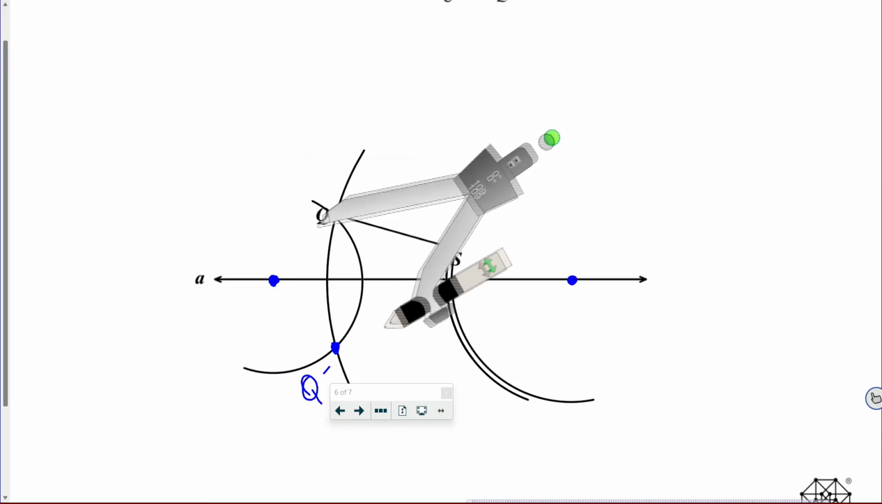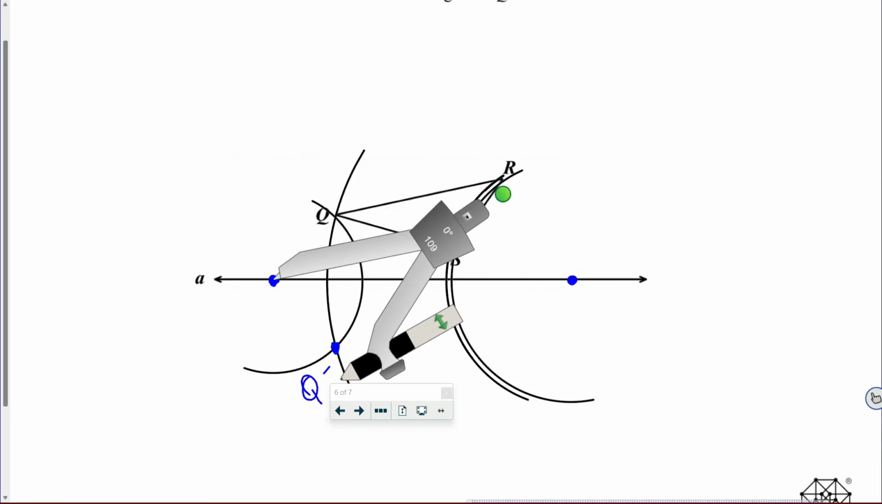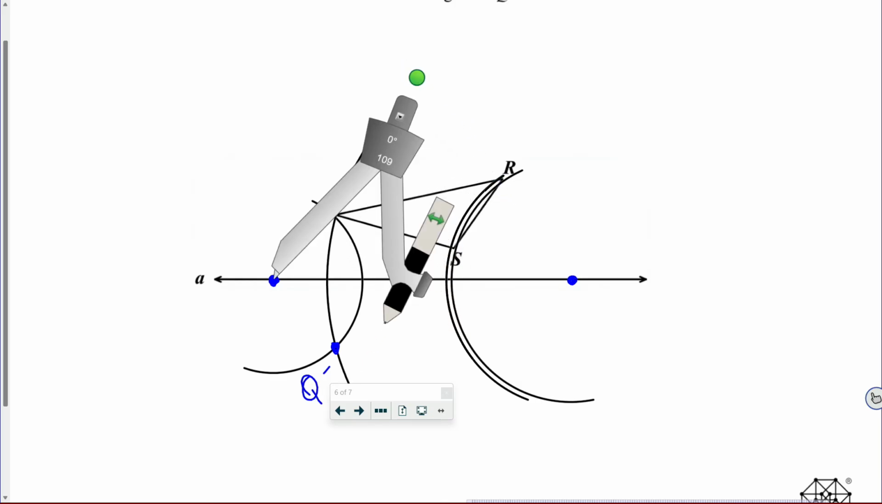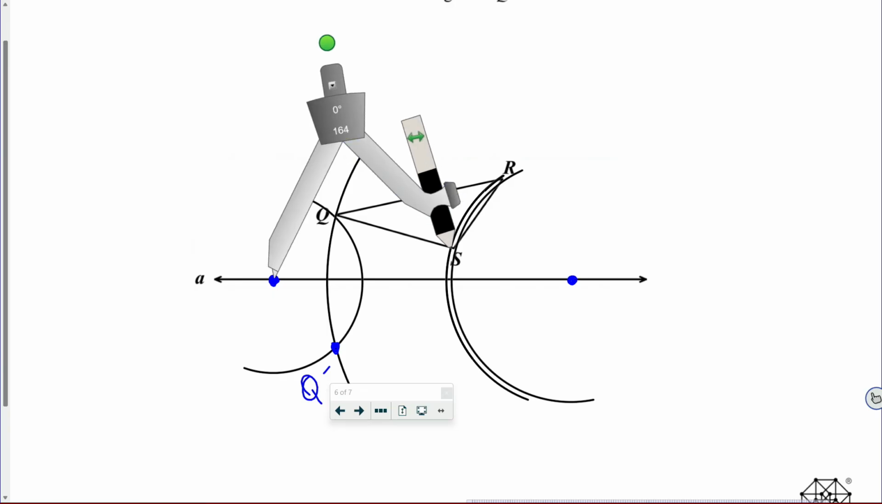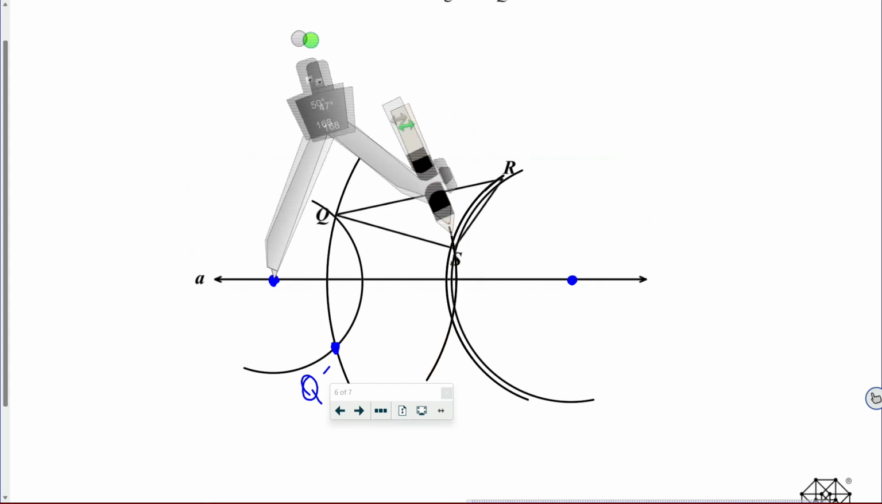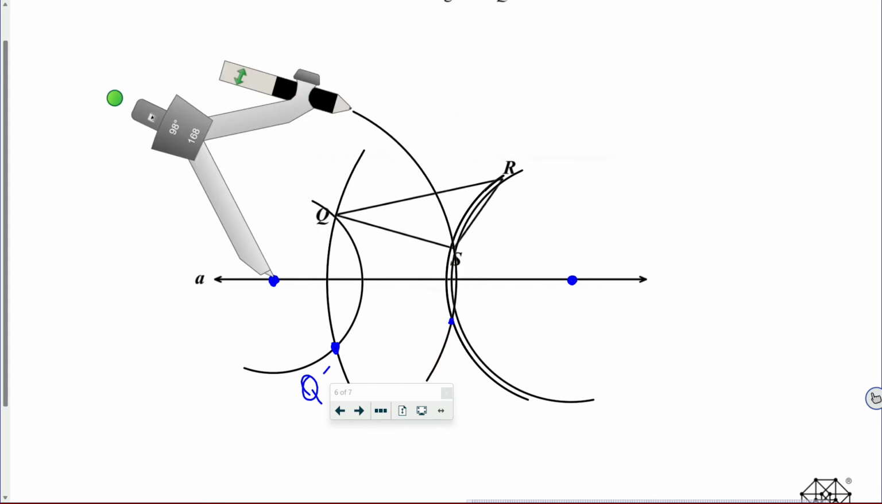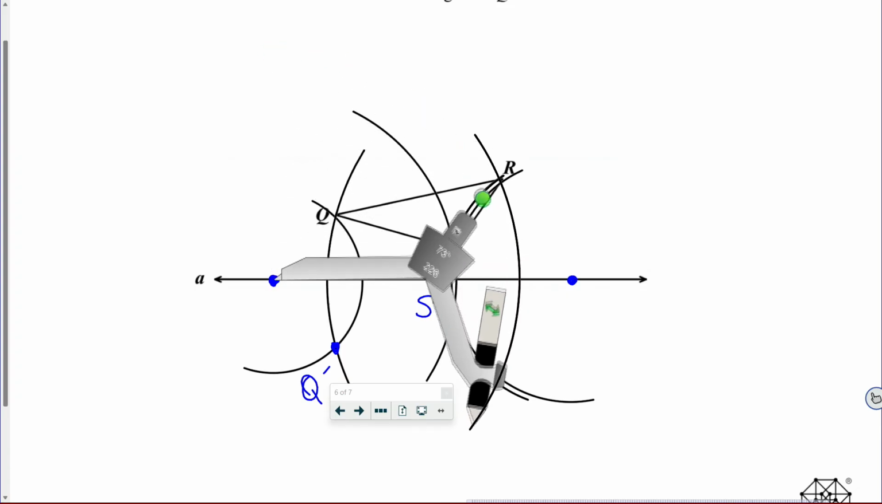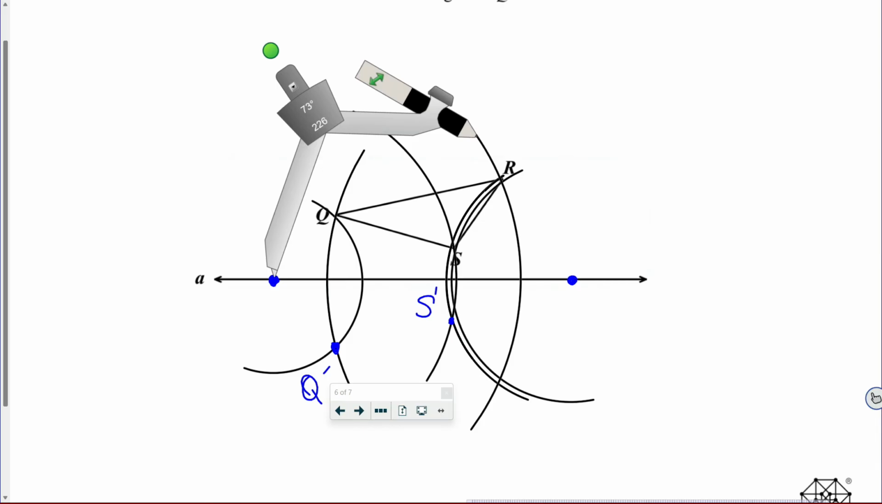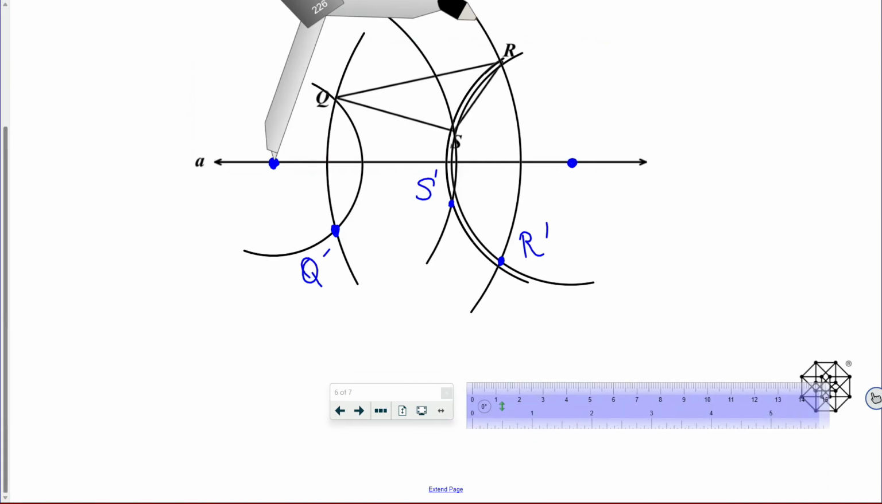All right, now what I'm going to do is switch that around. And let me bring this up and get its distance to S. There we go. That's going to be S prime. Now let me figure out where R prime is. A bit better. And there is my R prime. And now we just need to connect them.